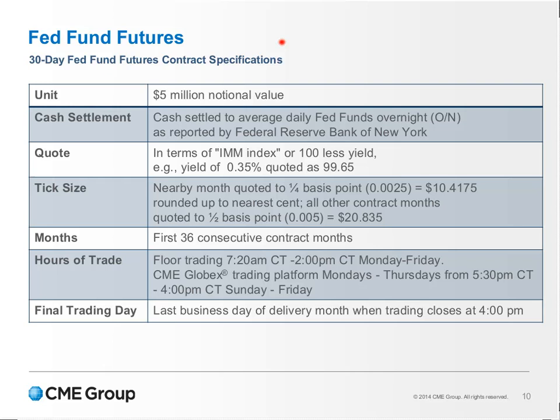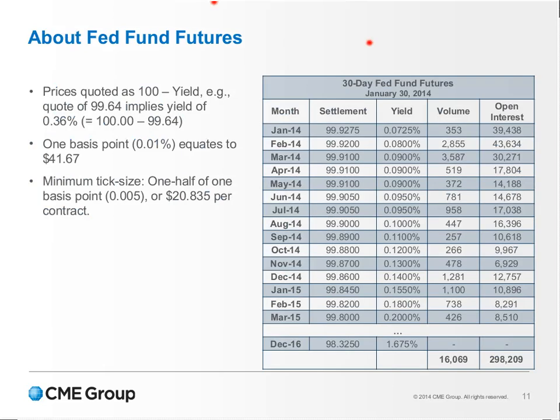There are 36 months of consecutive contracts for Fed funds futures listed. If we take a look here, we can look at the price quotation. It's 100 minus the yield. Remember, the first month or nearby delivery trades in quarter basis points, and everything else trades in half basis points. We can see here that the settlement, the last traded price for the day on January 30th, is 100 minus the yield, which was 0.0725, giving us our price. So we start to see how a yield of 0.0725 equates into a tradable price.